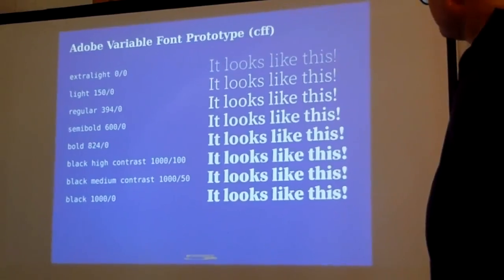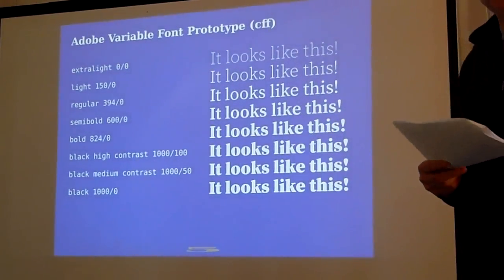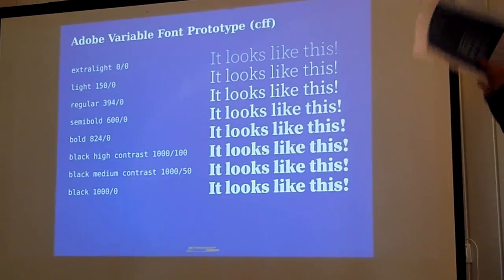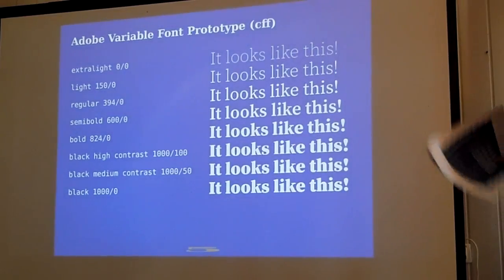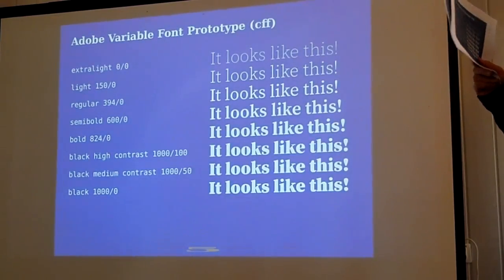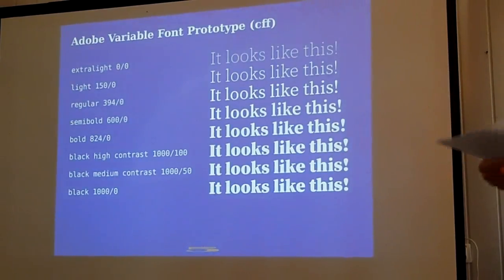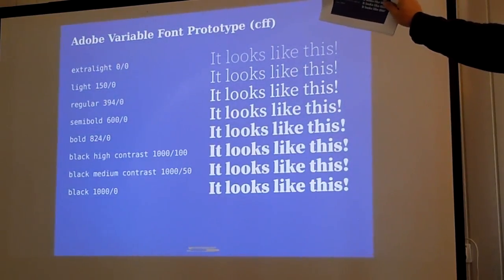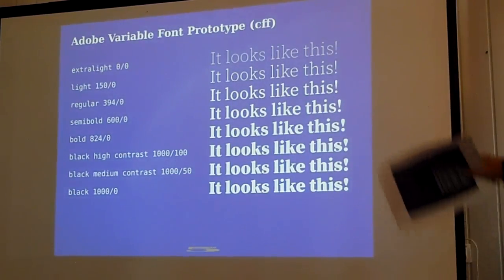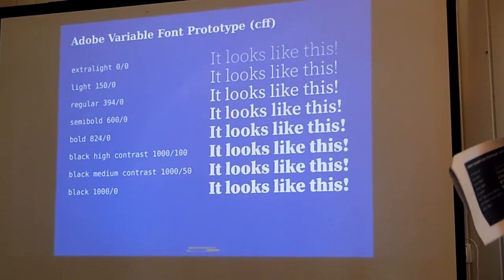So what happens in a font like that is that there is a table that describes a set of more or less standard instances that you are supposed to provide. So for instance, a user interface can then offer you these from extra light to black variations.